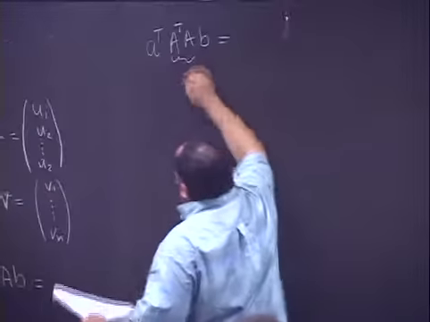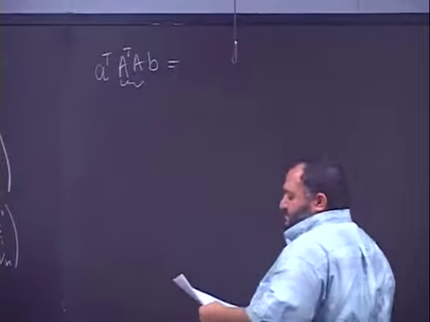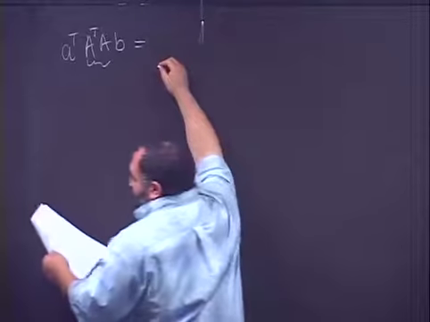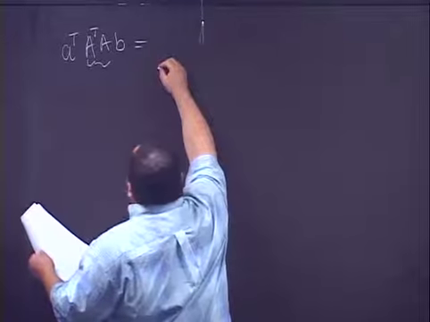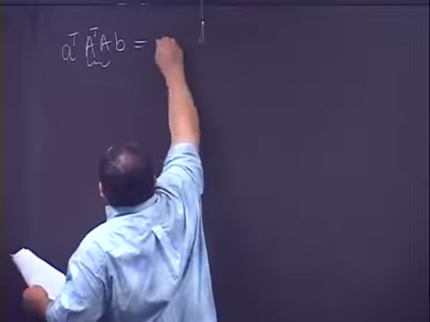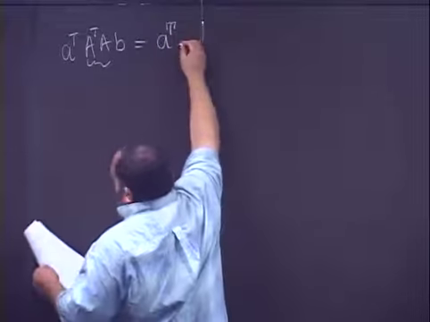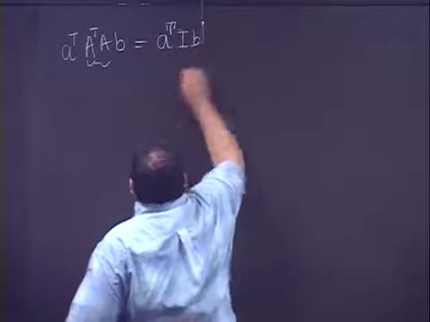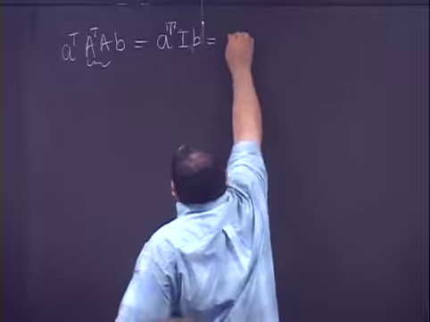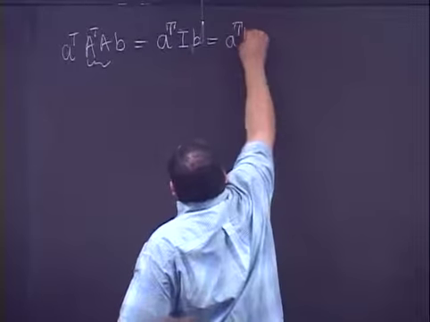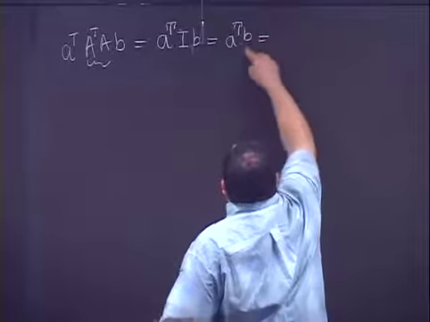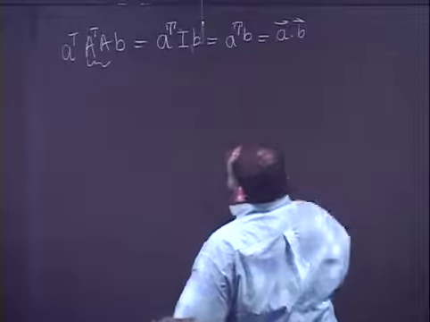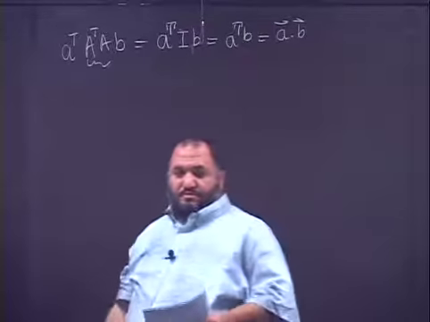So what's this? Identity. And this is identity only for what? For orthogonal. And we proved it last time. So this is just a transpose multiplied by the identity matrix multiplied by b, which is nothing more than a transpose multiplied by b. But this is in matrix form, in real space form. This is a dot b. So this is the proof.